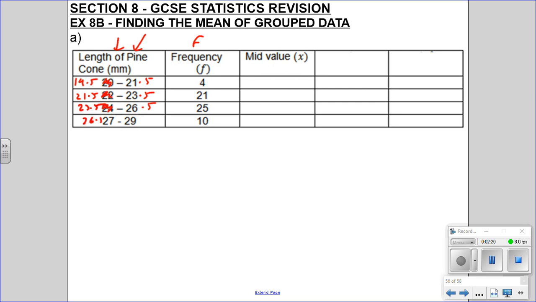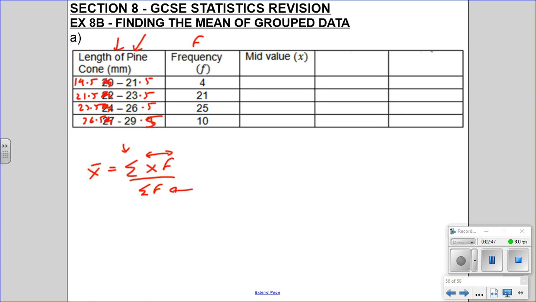26.5, 29.5. Great. Now the formula for finding the mean of group data is sigma xf over sigma f. It means times your x and your f together and add them up. That's what that sigma means. And then divide it all by the total number of frequency.